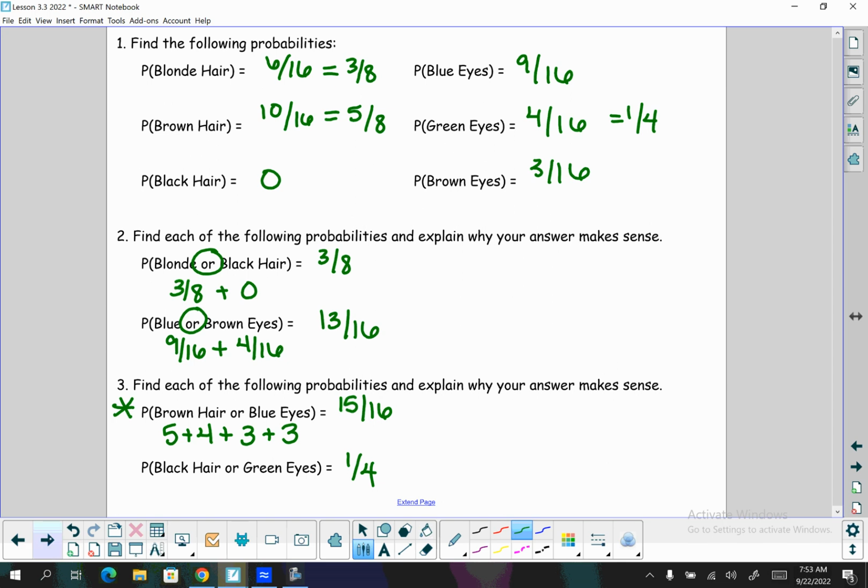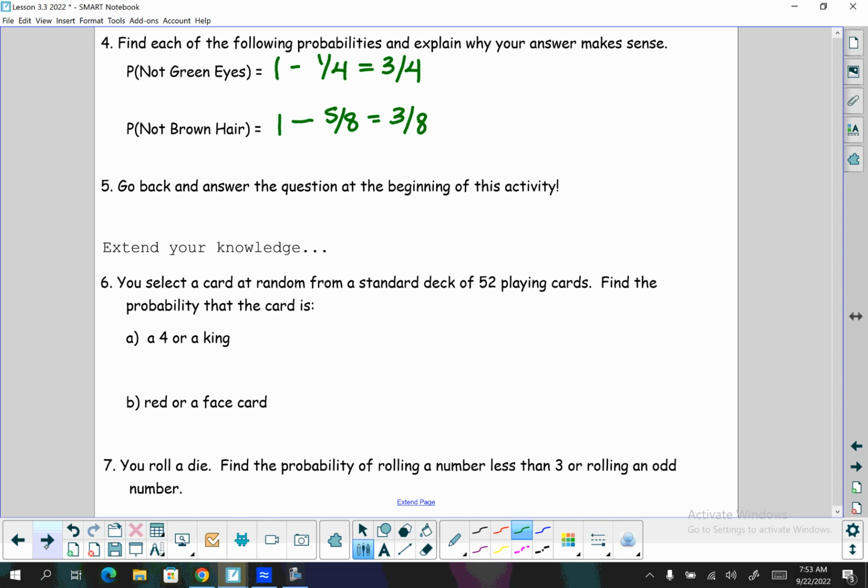Okay. So on the back then, you could maybe have done number 4 also. Don't worry about number 5. We actually already did that earlier. So, not green eyes. If you have green eyes, that's just another review of complementary events. 1 minus the probability that we had. So probability of green eyes was 1/4. 1 minus that, 3/4. Brown hair was 5/8. 1 minus that, 3/8. Okay. All right. So we'll come back to these card examples in a minute.